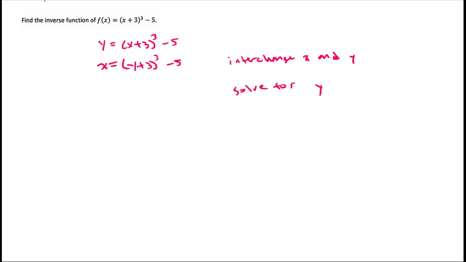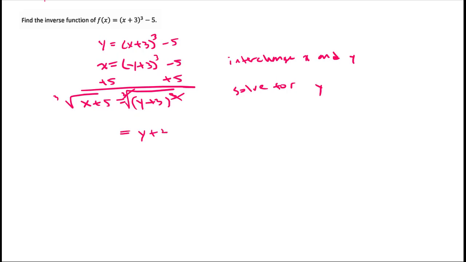Okay, so we're going to add 5 on both sides. We get x plus 5 is equal to y plus 3 raised to the third power. Then we take the cubic root on both sides. So then the cubic root and the power 3 go away, leaving us with y plus 3, and then we have the cubic root of x plus 5.